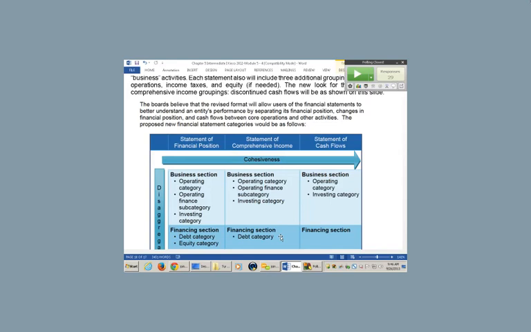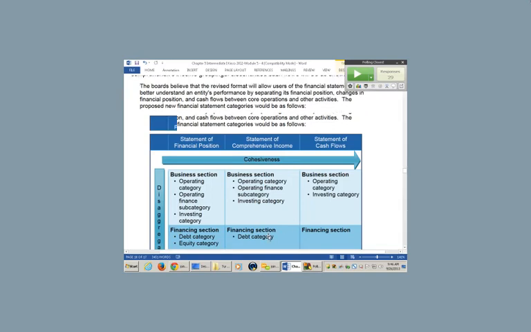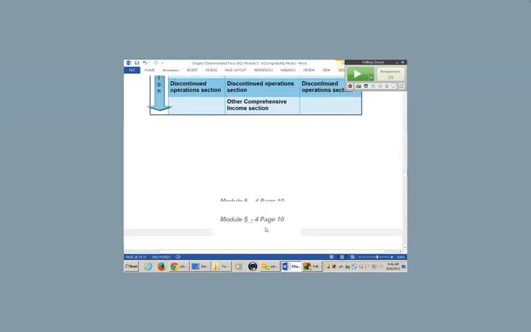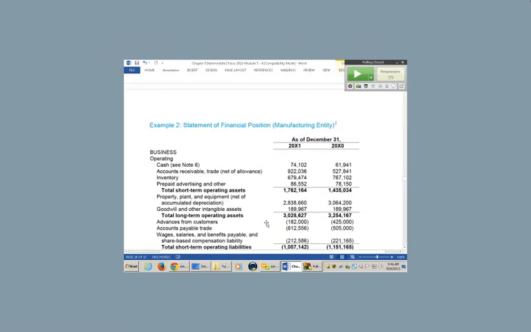You notice they have different sections, different categories. They now have a business section, a financing section. They're going to change the cash flow statement a little bit, and there's the income tax section, the discontinued operations section, then a section on comprehensive income. I just thought I'd show you this, which I picked up from PwC. I don't even want to talk too much about this. I couldn't figure this thing out.